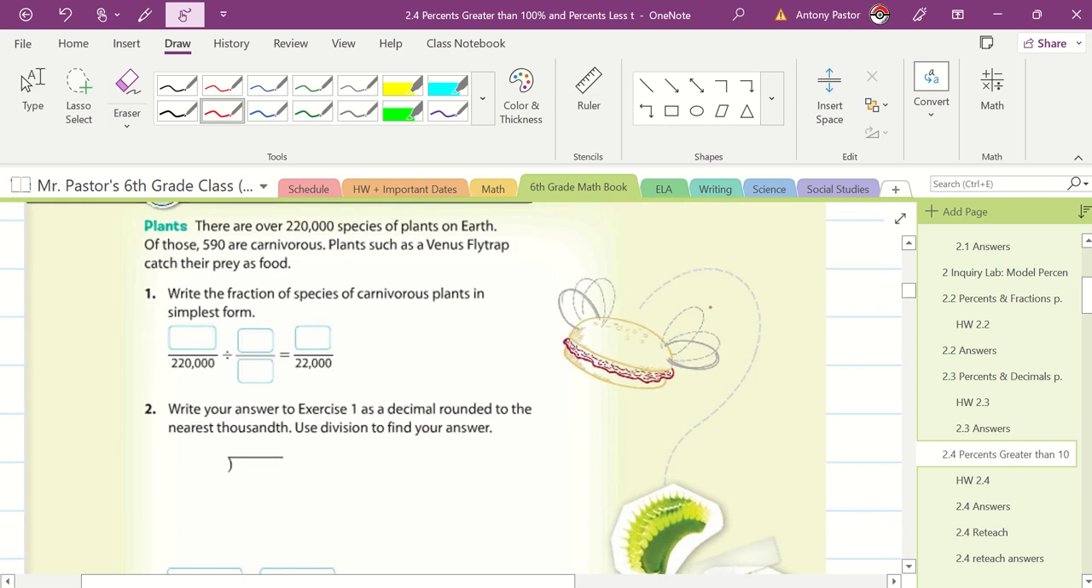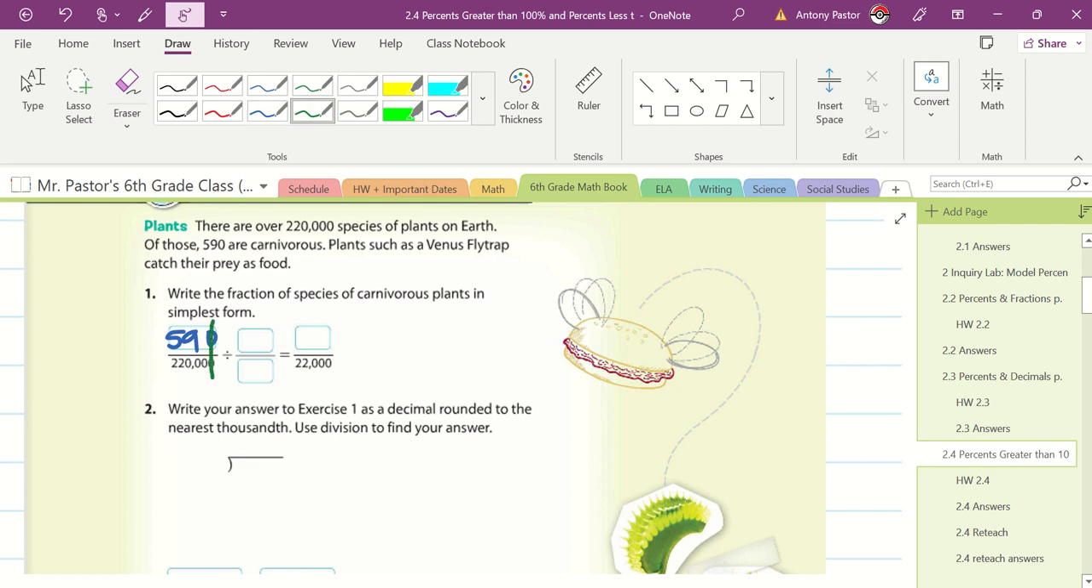Real world link. There are over 220,000 species of plants on Earth. Of those, 590 are carnivorous plants, which are plants such as Venus flytrap that catch their prey as food. Write the fraction of species of carnivorous plants in simplest form. So I would do 590 over 220,000.